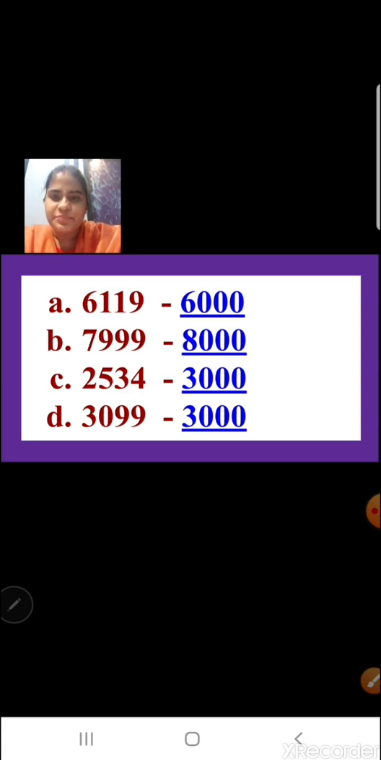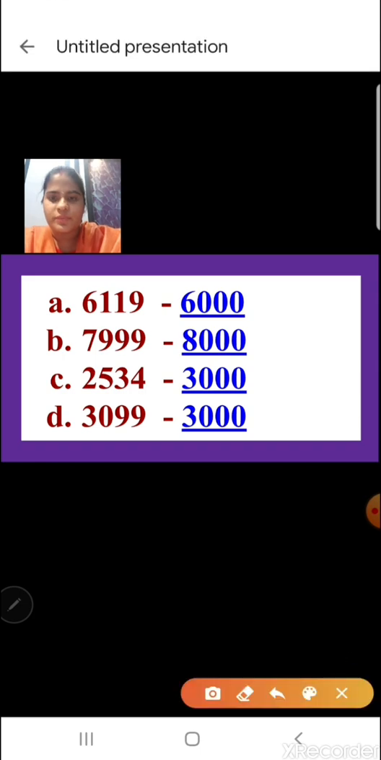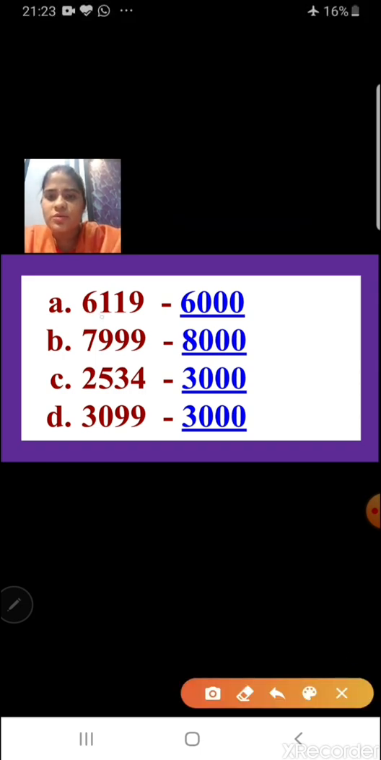Please check it. The first answer is 6,000. Your question was 6,119. We are going to round off to the nearest 1000. So we have to look at which place? Hundreds place. In the hundreds place, the number is less than 5. So the number in the thousands place is not going to change. It will be 6 only.